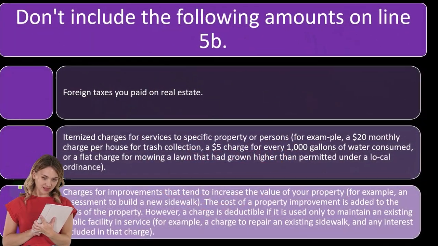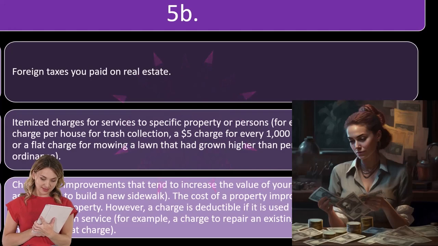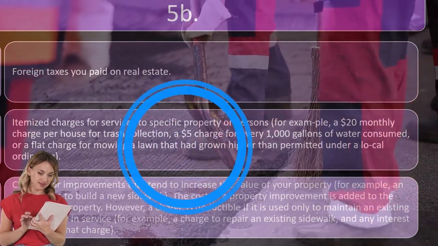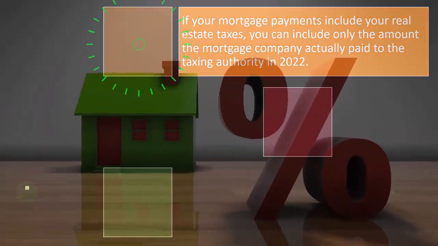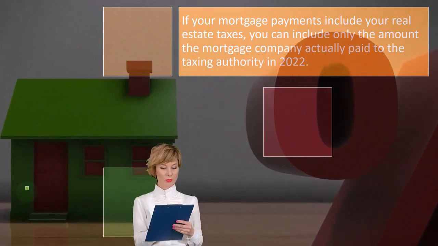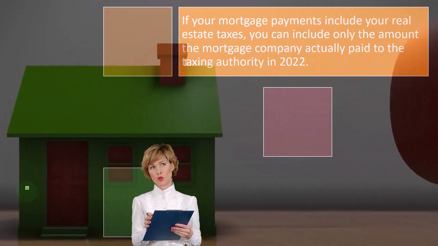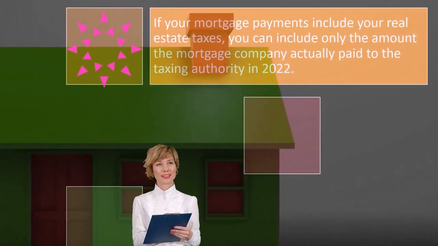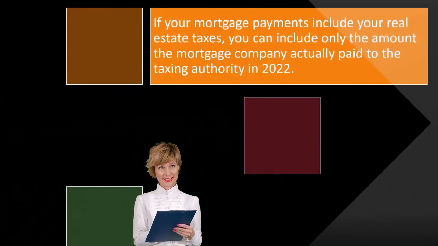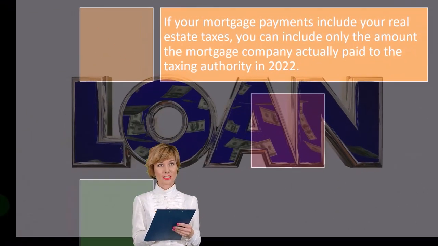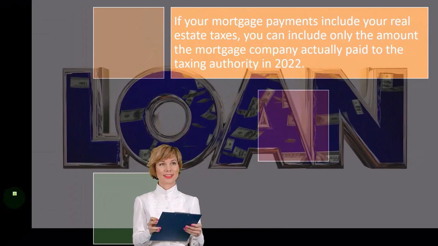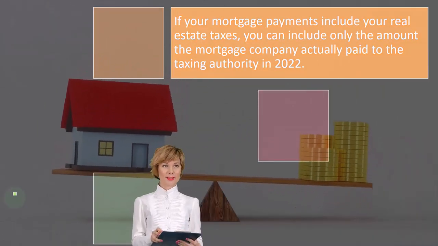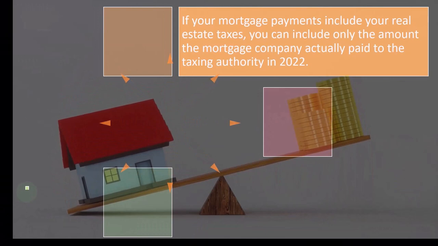However, a charge is deductible if it is used only to maintain an existing public facility in service. For example, a charge to repair an existing sidewalk and any interest included in that charge. So if your mortgage payments include your real estate taxes, you can include only the amount the mortgage company actually paid to the taxing authority. So when you deal with your property taxes, you might pay the property taxes directly, meaning you have a home loan, you're paying off the mortgage, and then you pay the state and locality for your property taxes directly. Sometimes they package those together so that your mortgage payments pay for both your mortgage, and then the mortgage company will actually pay off the property taxes.